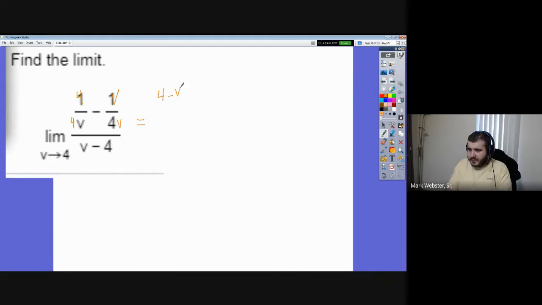4 minus v over 4v, all divided by v minus 4. And remember, when you have a denominator inside of a denominator, you can take this denominator and bring it down to the bottom like that. So what this really is 4 minus v, and then you've got 4v times v minus 4.